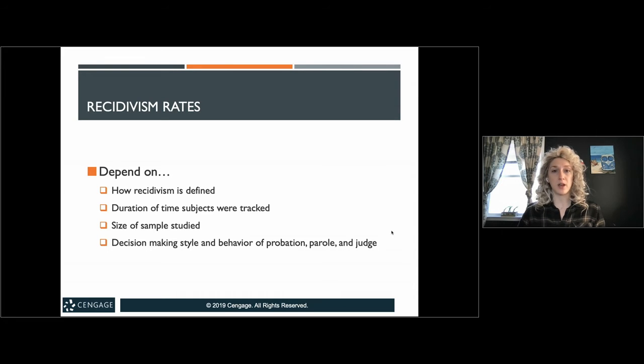So you have to take into account all of these different factors. When you're looking at recidivism rates that are being put out there, you want to consider all of these different things to be able to understand what type of recidivism we are truly looking at here.